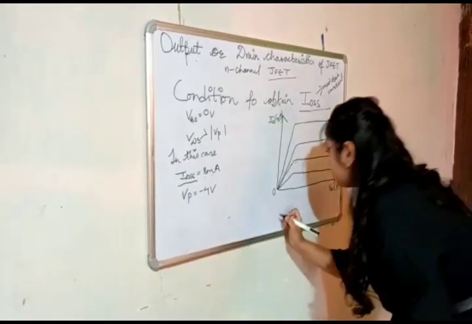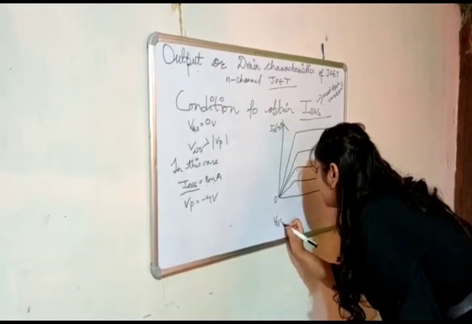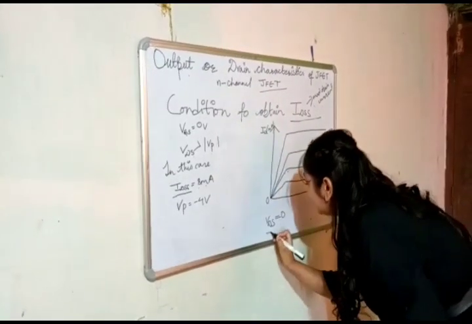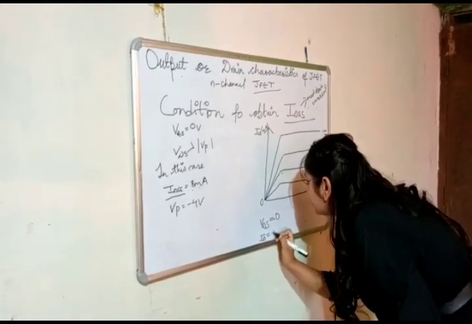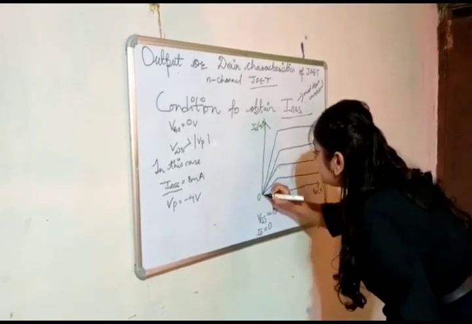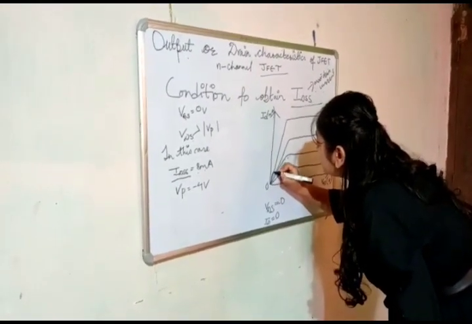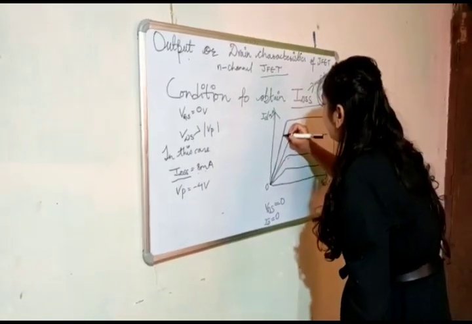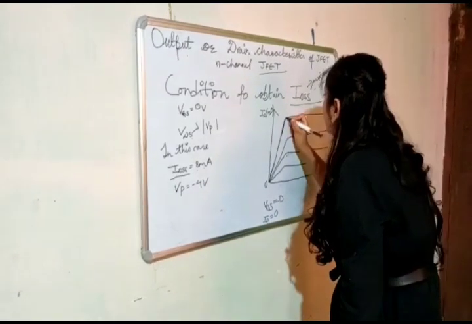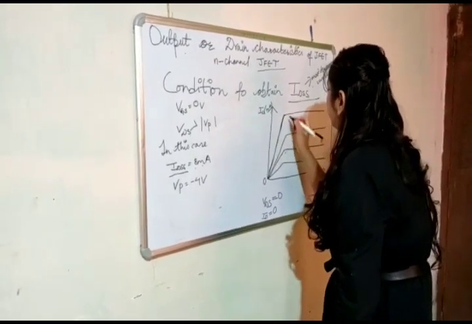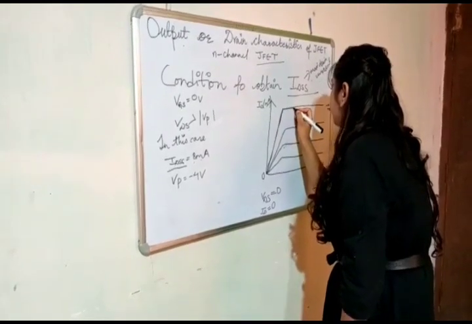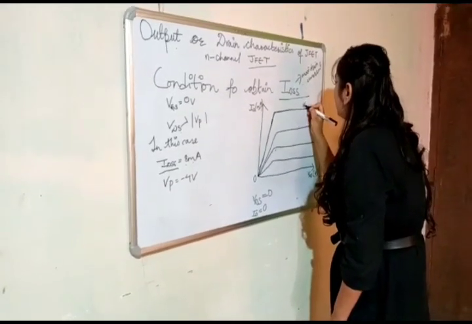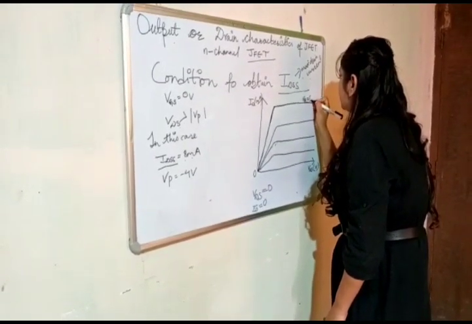So when VDS is 0, there will be no flow of current, that is, ID is equal to 0. When we increase VDS, there will be a linear increase in the current ID. And at a certain point we will get a pinched off voltage and then the current will be saturated. This is the condition for VGS equal to 0 volt.